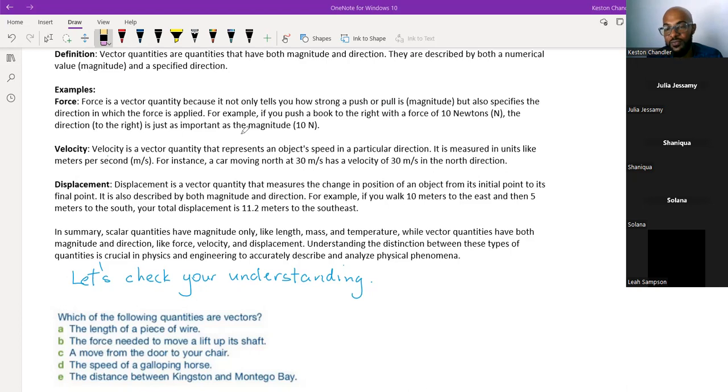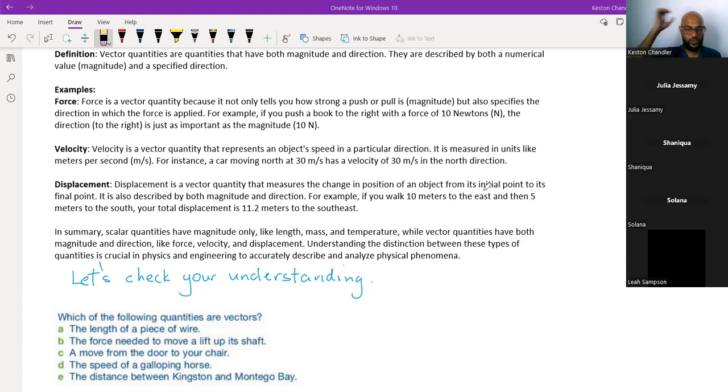Velocity, as I mentioned before, represents the speed of an object in a particular direction. It's not just speed, it's telling the direction in which it is moving. And that's measured in meters per second. So a car moving north at 30 meters per second has a velocity of 30 meters per second in a northern direction. Displacement, which is different from distance, measures the change in the position of an object from its initial point to the final point.